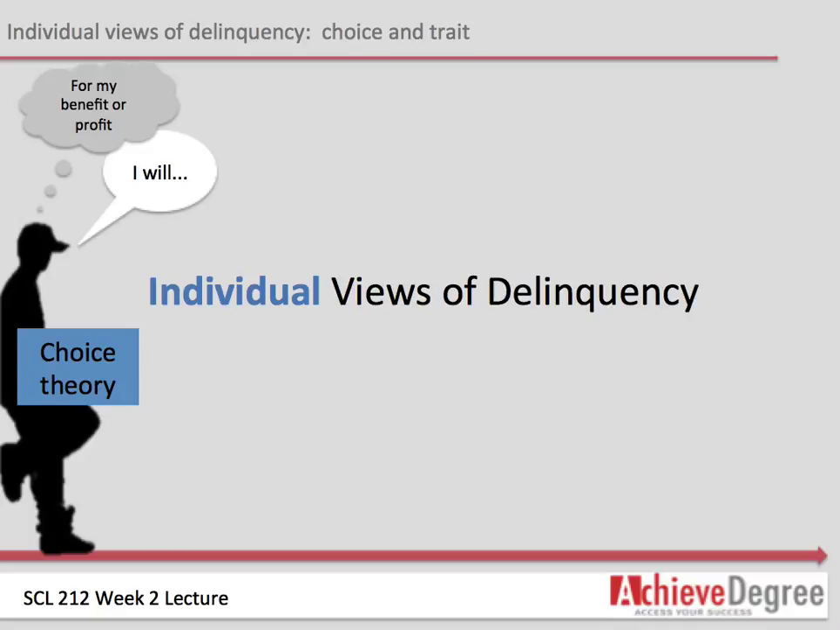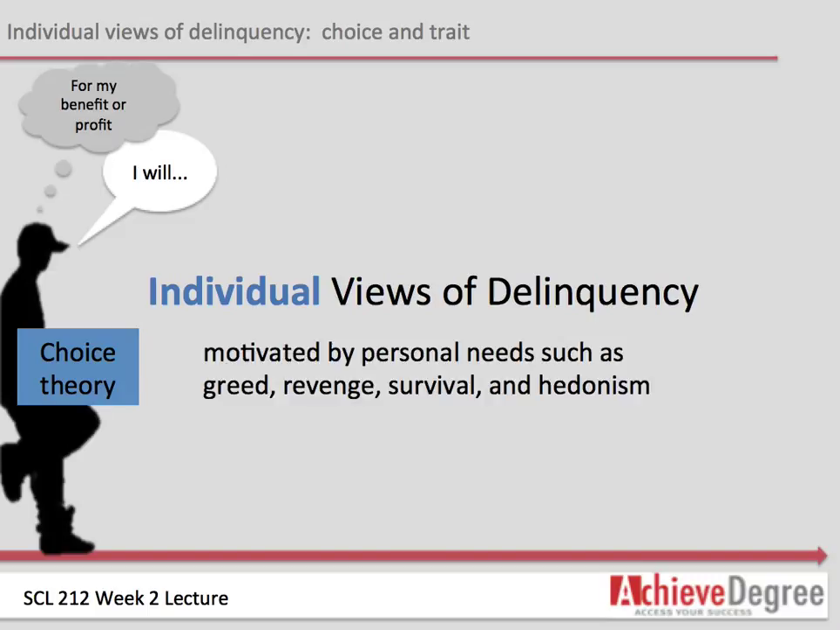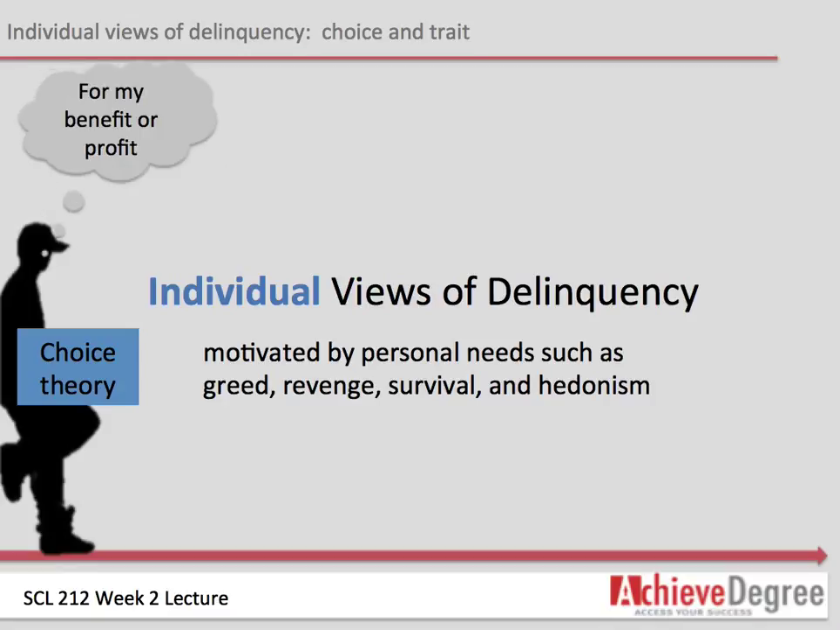Choice theory assumes that people have free will to choose their behavior. Kids who violate the law are motivated by personal needs such as greed, revenge, survival, and hedonism. The decision to violate the law comes after a careful weighing of the benefits and costs of criminal behaviors.